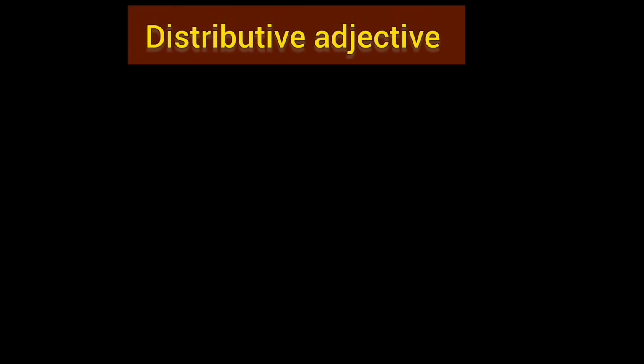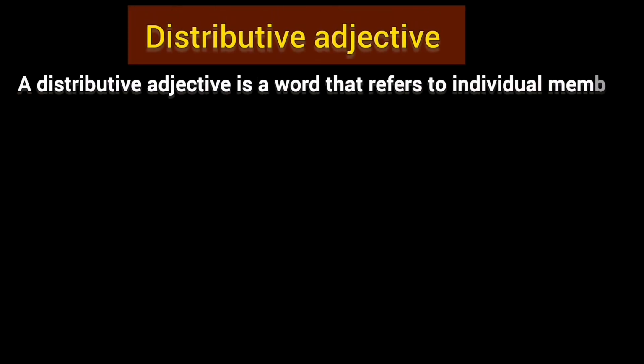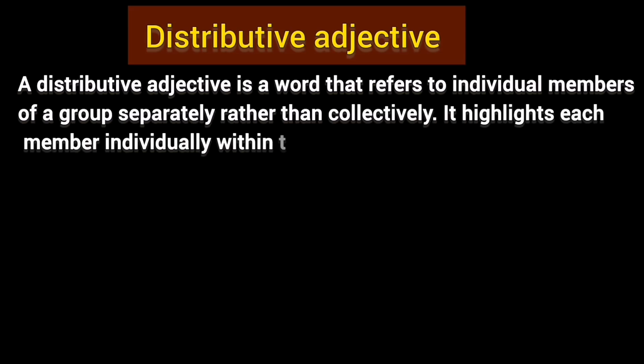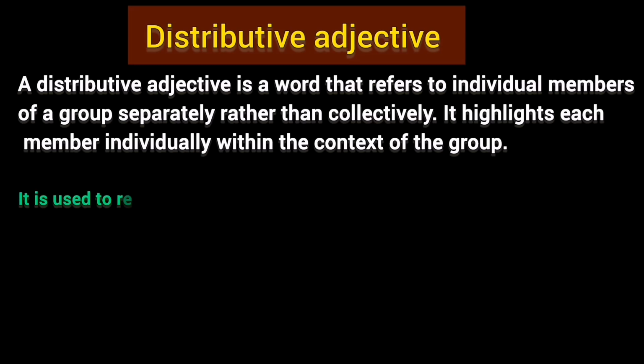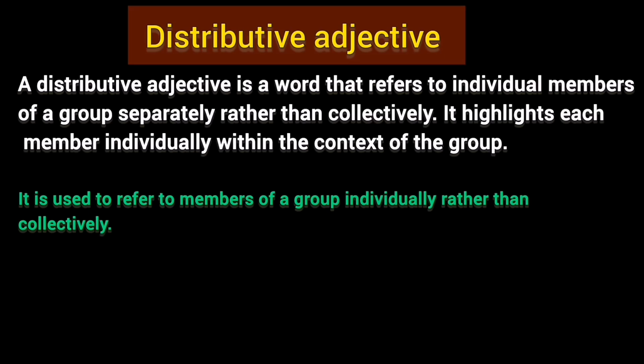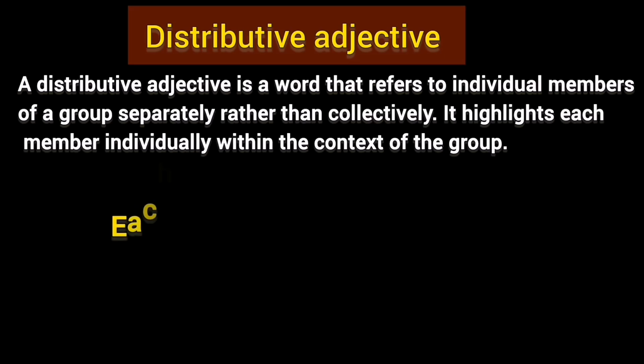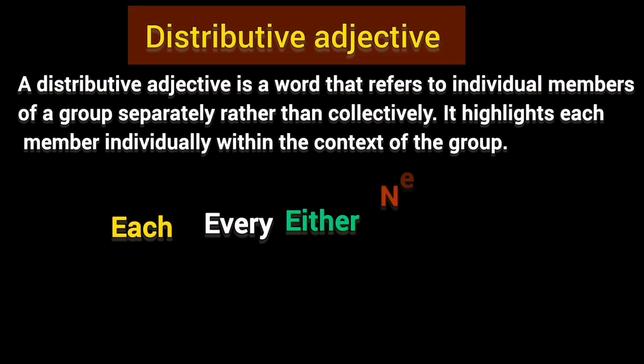Now let's learn a distributive adjective. A distributive adjective is a word that refers to individual members of a group separately rather than collectively. It highlights each member individually within the context of the group. What does it mean? Simply, at first glance, it might seem like a distributive pronoun, and it functions like that, but it is different syntactically. However, you can say, it is used to refer to members of a group individually rather than collectively. Common distributive adjectives include each, every, either, and neither.